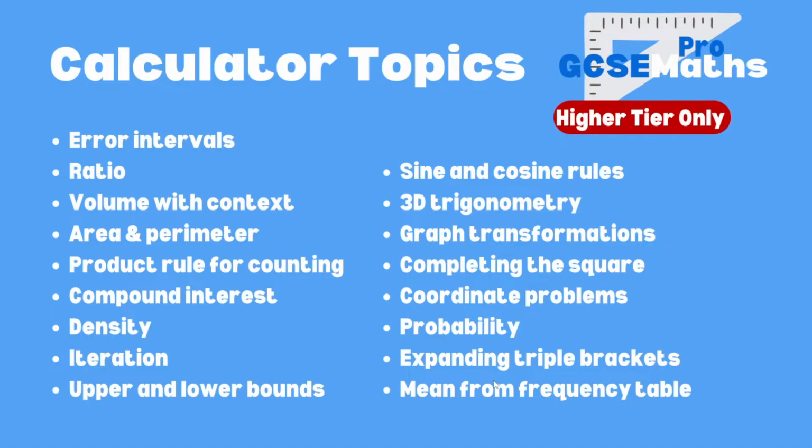Mean, median, and all that from a frequency table. Yeah, that's what I'm thinking might come up. Volume, surface area, exactly. Volume and surface area hasn't come up at all yet, has it? So that's definitely going to show itself at some point. Yeah, we'll do mean from a frequency table. That one's quite nice, actually. Coordinate problems, you can kind of figure out the coordinate problems, I feel like.